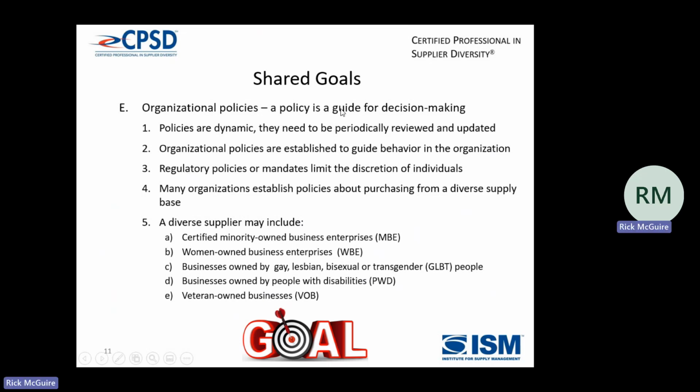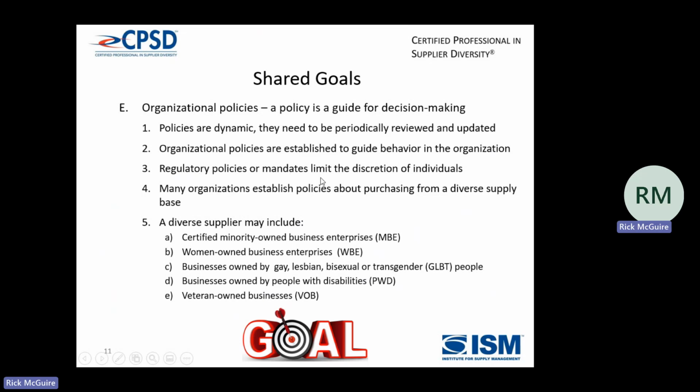Organizational policies. A policy is a guide for decision making. This is why we have policies. Policies are dynamic. They need to be periodically reviewed and updated. And organizational policies are established to guide behavior in the organization. So you have a policy on how many suppliers need to be on a bid. Doesn't mean it has to be 3 all the time, but they want you to have about 3. That's what it says in the policy.